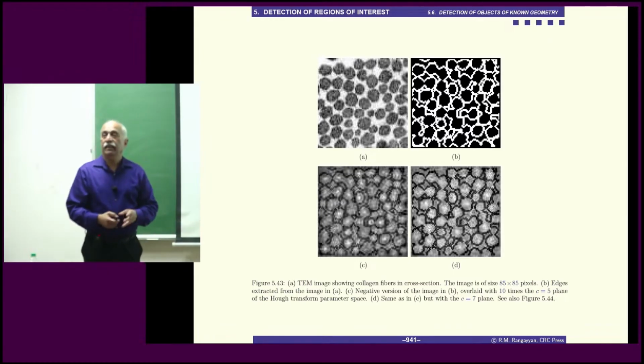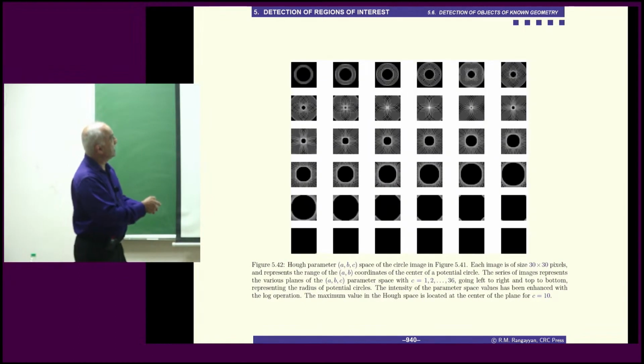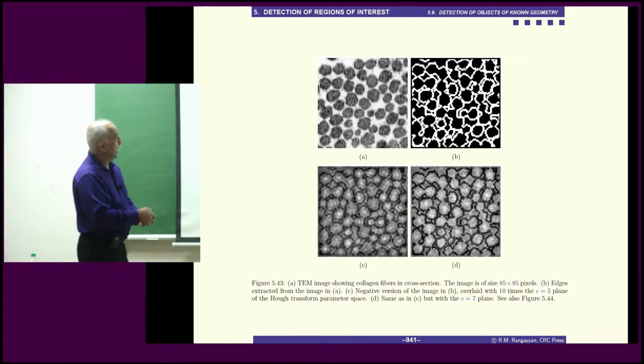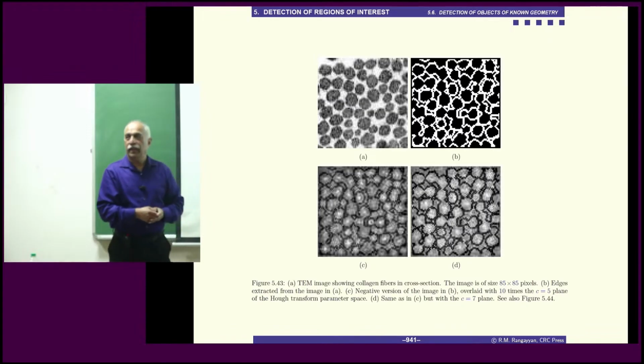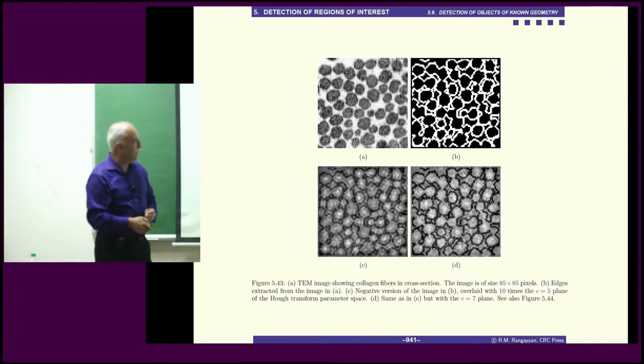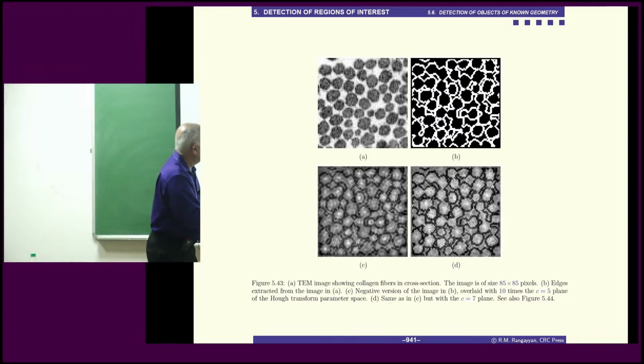C is the radius of the circle in the Hough space, like this. The Hough space looks like this, but now it is more complicated. I'll show you that. And I overlaid the Hough space, and inside each of these circles you will see a bright spot indicating that is a circle matching the C equal to 5 plane. C equal to 7 plane, you don't have a bright spot in that.